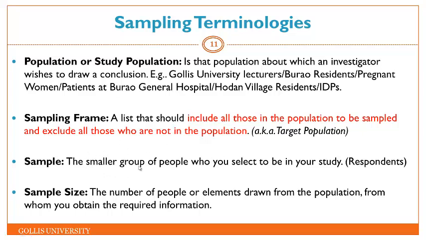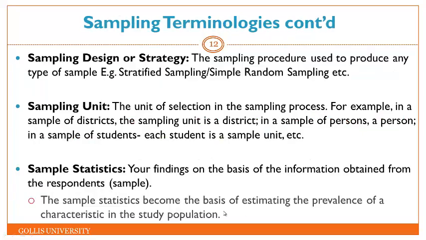Then if I'm going to collect from 42, when I distribute my tools, such as the questionnaire, maybe I will only get feedback from, let's say, 40 or 39. So that means that 39 or 40 will become my sample size, because they are the ones from whom I have obtained the required information. Other terminologies include, for example, the sampling design or strategy, the sampling procedure that you use to produce any type of sample.